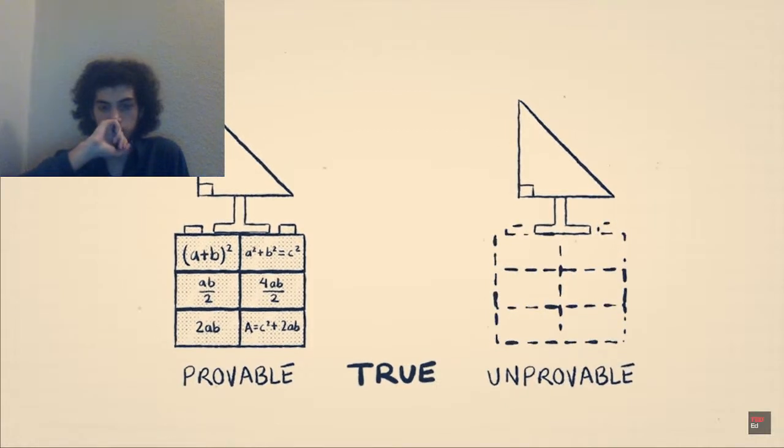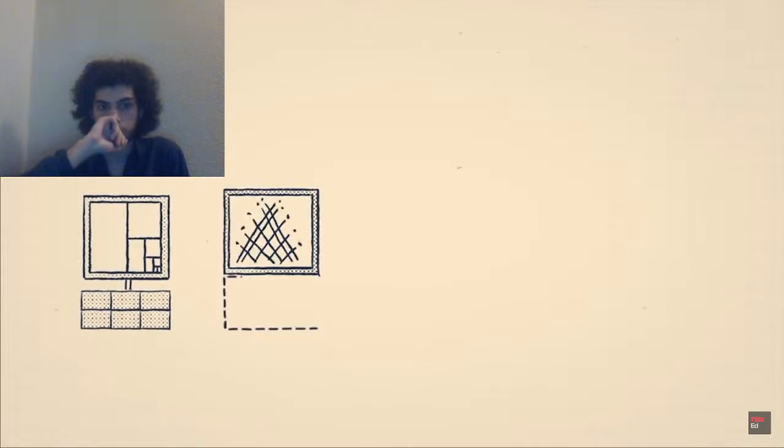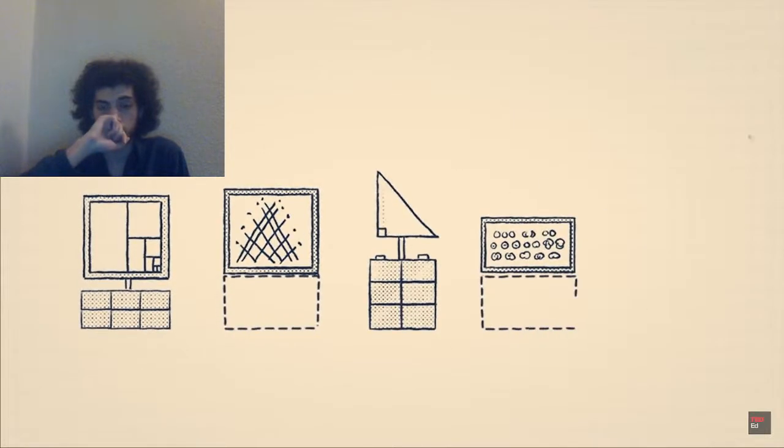Furthermore, Gödel argues these unprovably true statements exist in every axiomatic system.